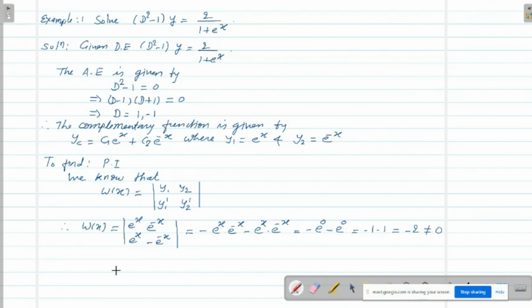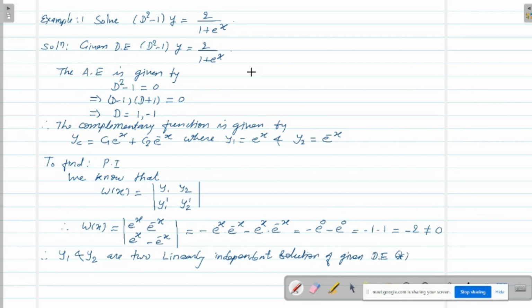So we can say that y1 and y2 are two linearly independent solutions of the given differential equation. Name the given differential equation as star.